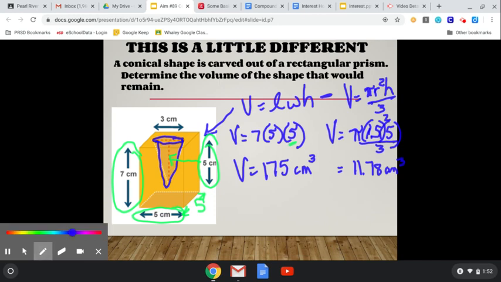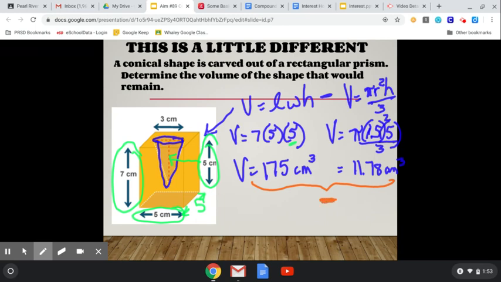Now, just like I did before, I need to do something with the two of them, but this time I'm not going to add them together because that cone is being hollowed out of it. So I'm going to subtract it. I'm going to take 175 and subtract from it 11.78. Again, I just rounded to the nearest hundredth because it shows that it's pretty accurate that way. 163.22 centimeters cubed.